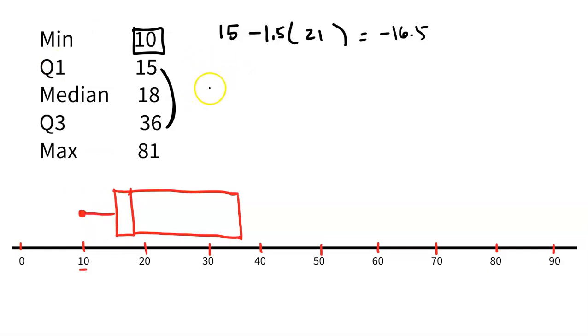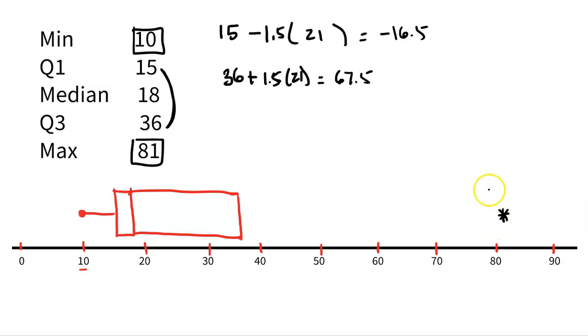All right, what about the upper whisker, or the upper fence, excuse me. So that's going to be 36, Q3, plus 1.5 times the IQR of 21. And 36 plus 1.5 times 21 is 67.5. Now, I know for a fact the max is an outlier. 81 is clearly more than 67.5, so I'm going to put a mark at 81. Little asterisk, little dot, something right there to indicate an outlier.